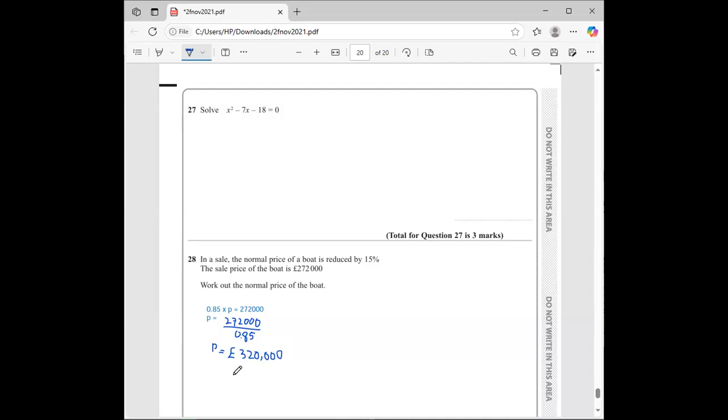So if you like this method, it's cool. It will save you some steps, but then you have to tell us how you got 0.85. So maybe I should write it there that we started by saying 100 minus 15 because it's a decrease, a reduction. So that gave us 85%, and 85% is as good as 85 divided by 100, which is 0.85.